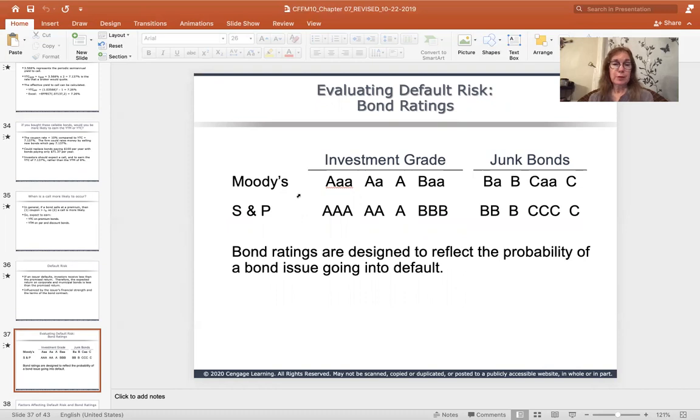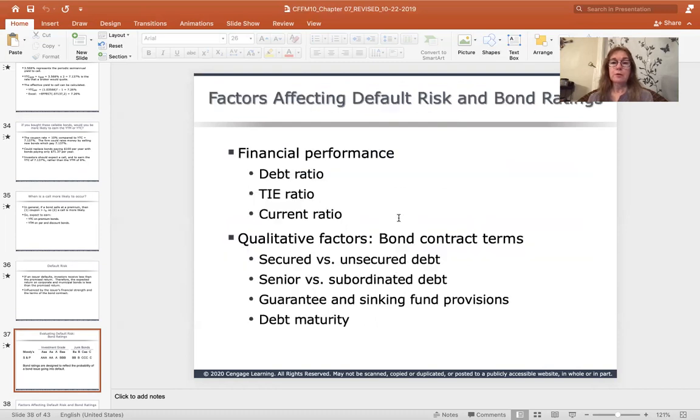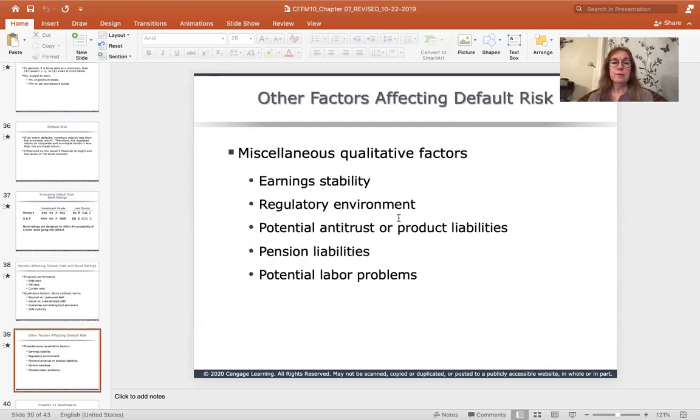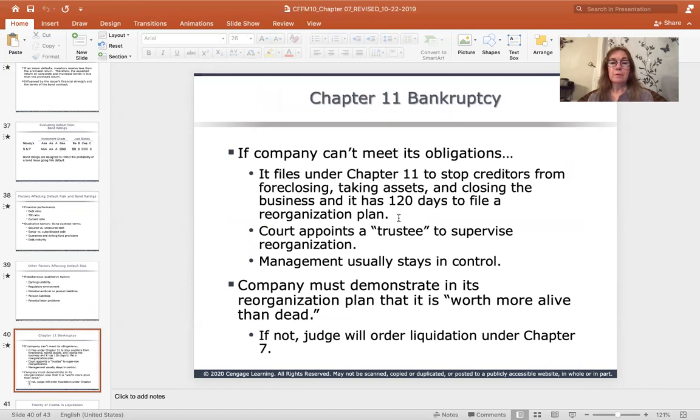Well, this is in chapter 6, where they talk about the bond ratings. They talk about this again in chapter 7. You can take a look and see these ratings here. And then bankruptcy, you have chapter 11 and chapter 7 bankruptcy. Make sure you take a look at that.